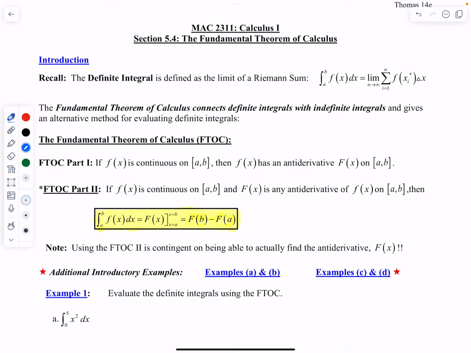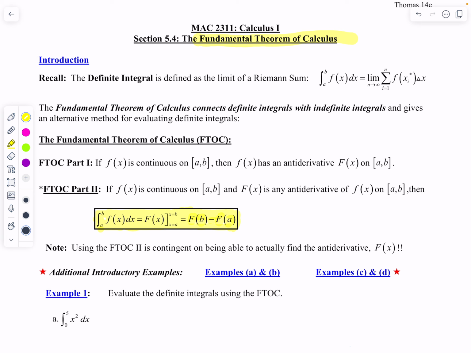This is section 5.4, the fundamental theorem of calculus. Now when we look at this, the word fundamental is in the title. So this is probably one of the most important sections in all of Calculus 1. So this is very, very important. This will allow us to find the area under a curve, and we're going to use the definite integral.